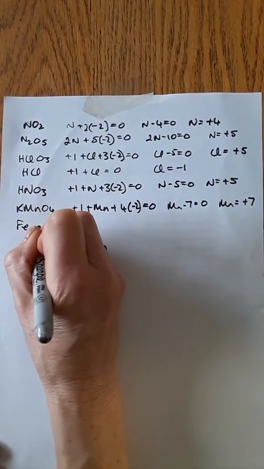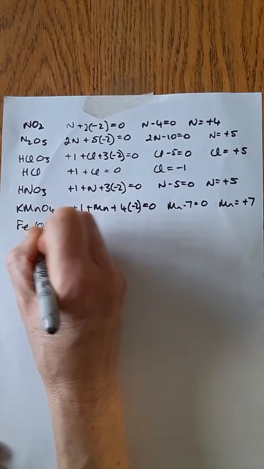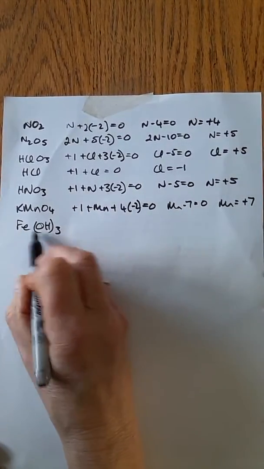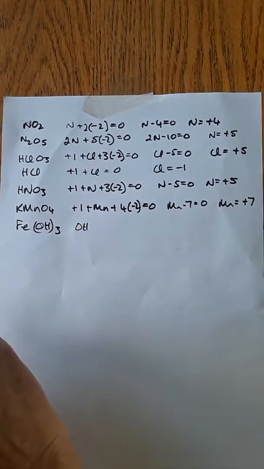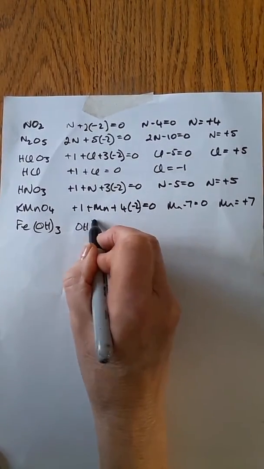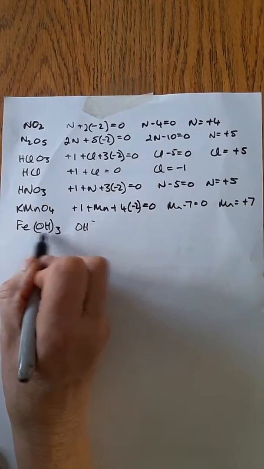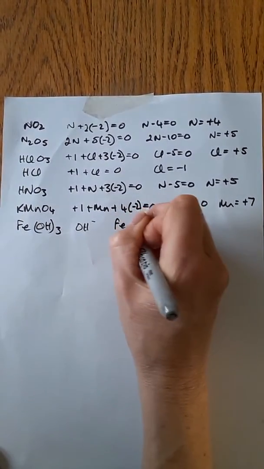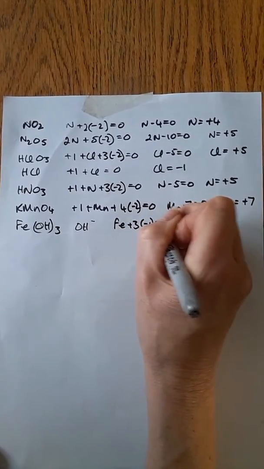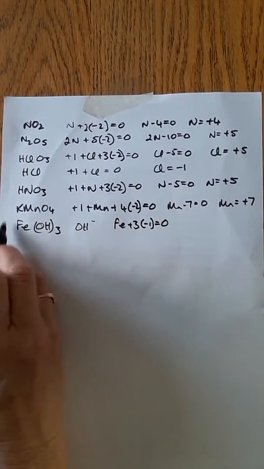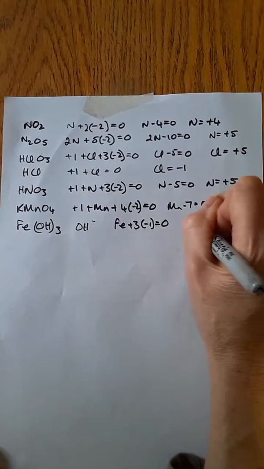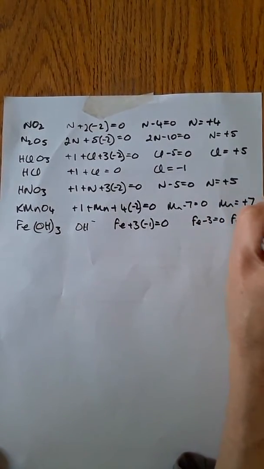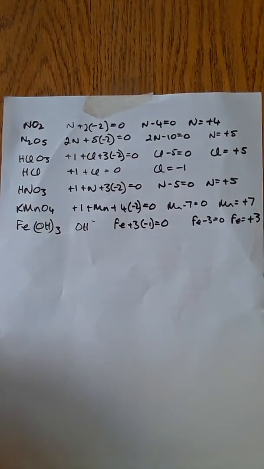Iron hydroxide, Fe(OH)3. OH, if you remember from our anion testing, has a valency of -1. So these OHs are contributing -1, and you've got 3 of them. So this is iron plus 3 -1s is equal to 0, because there's an overall charge of 0 on that compound, which means that in this particular case, Fe - 3 is equal to 0, so Fe must be +3 here.